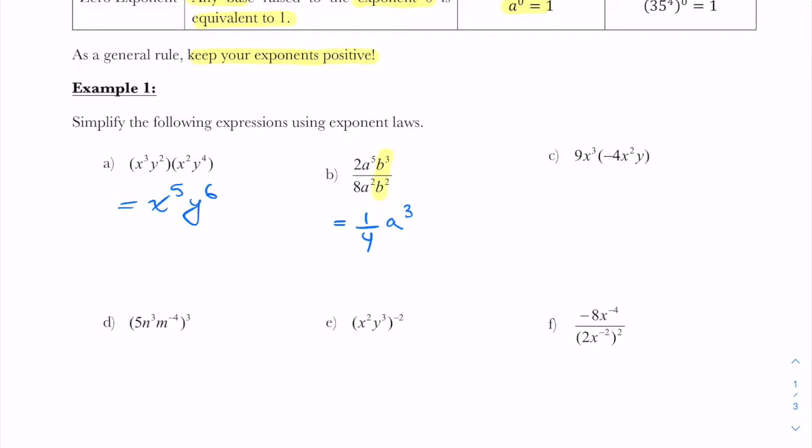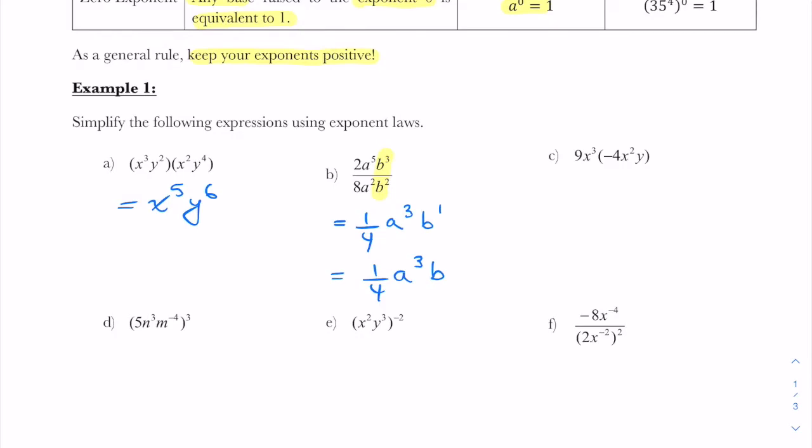Once again, you keep the base, subtract the exponents, giving you b to the exponent 1. Now, generally speaking, we don't write exponents of 1, so I'll just rewrite this as 1 over 4 multiplied by a to the exponent 3 multiplied by b. Moving on to example 1c.